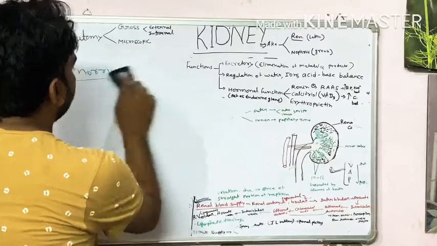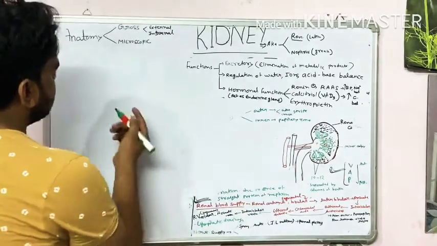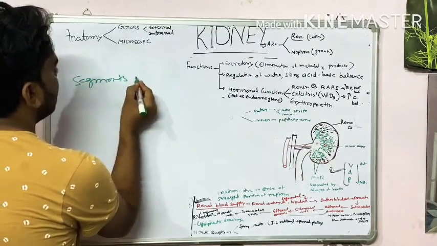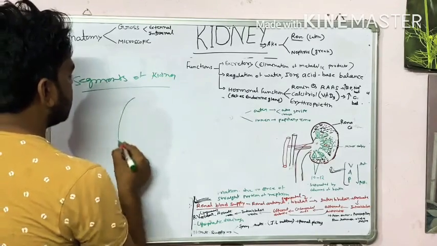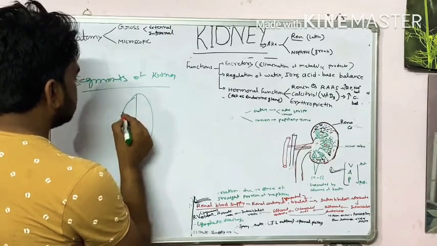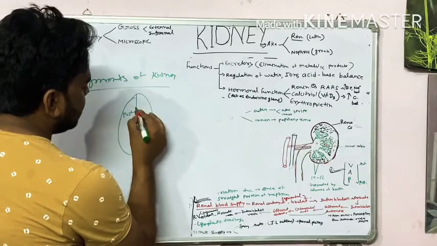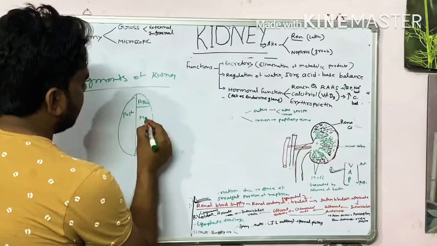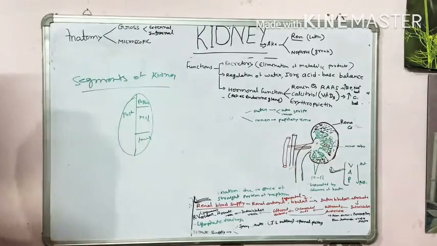Now segments of kidney. I told you about the segmental branch. Suppose this is the kidney. This is the posterior, and this is the anterior. Anterior is divided into apical, middle, and lower.